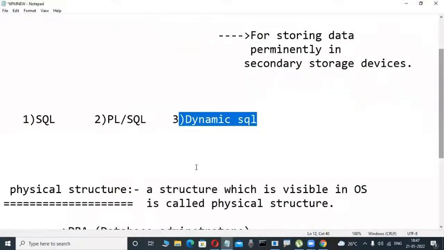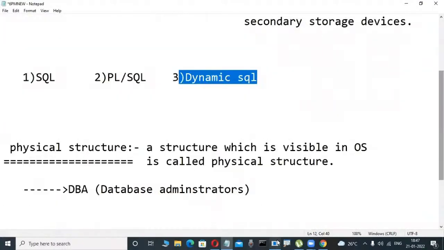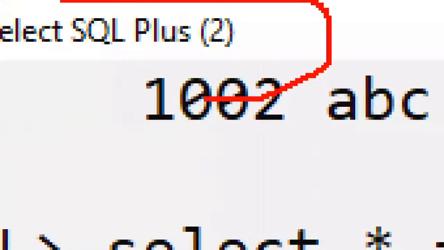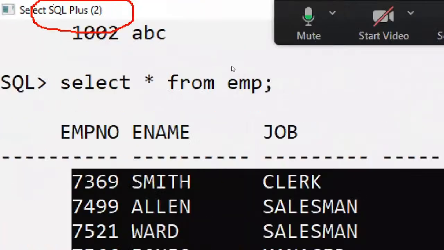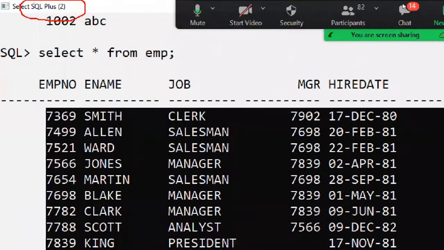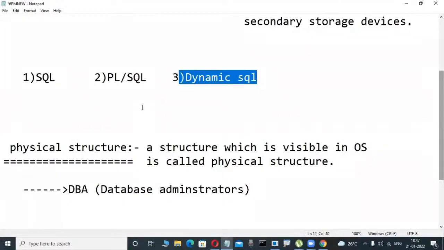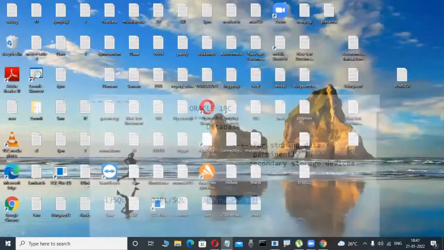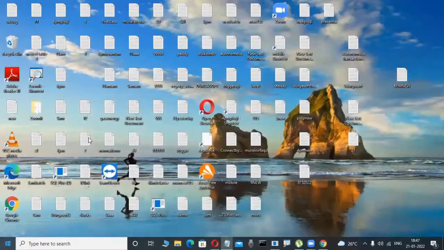But unfortunately, another thing is there in my system. SQL Plus is there. What is this one? This is a tool, called a client tool. If you want to connect to an Oracle database, then we use client tools. SQL Plus is a default tool. Whenever I install Oracle software, automatically the tool is available.